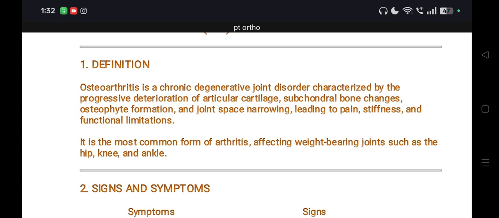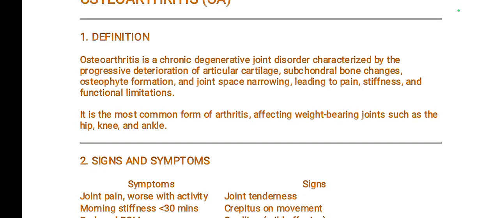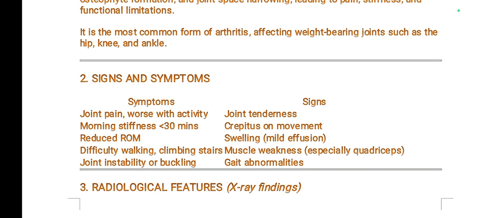So osteoarthritis is a chronic degenerative joint disorder characterized by the progressive deterioration of articular cartilage, subchondral bone changes, osteophyte formation, and also joint space narrowing leading to pain, stiffness and functional limitation. So this is the definition of osteoarthritis. It is the most common form of arthritis. Arthritis is nothing but the inflammation of joint affecting weight bearing joints such as hip, knee, ankle.